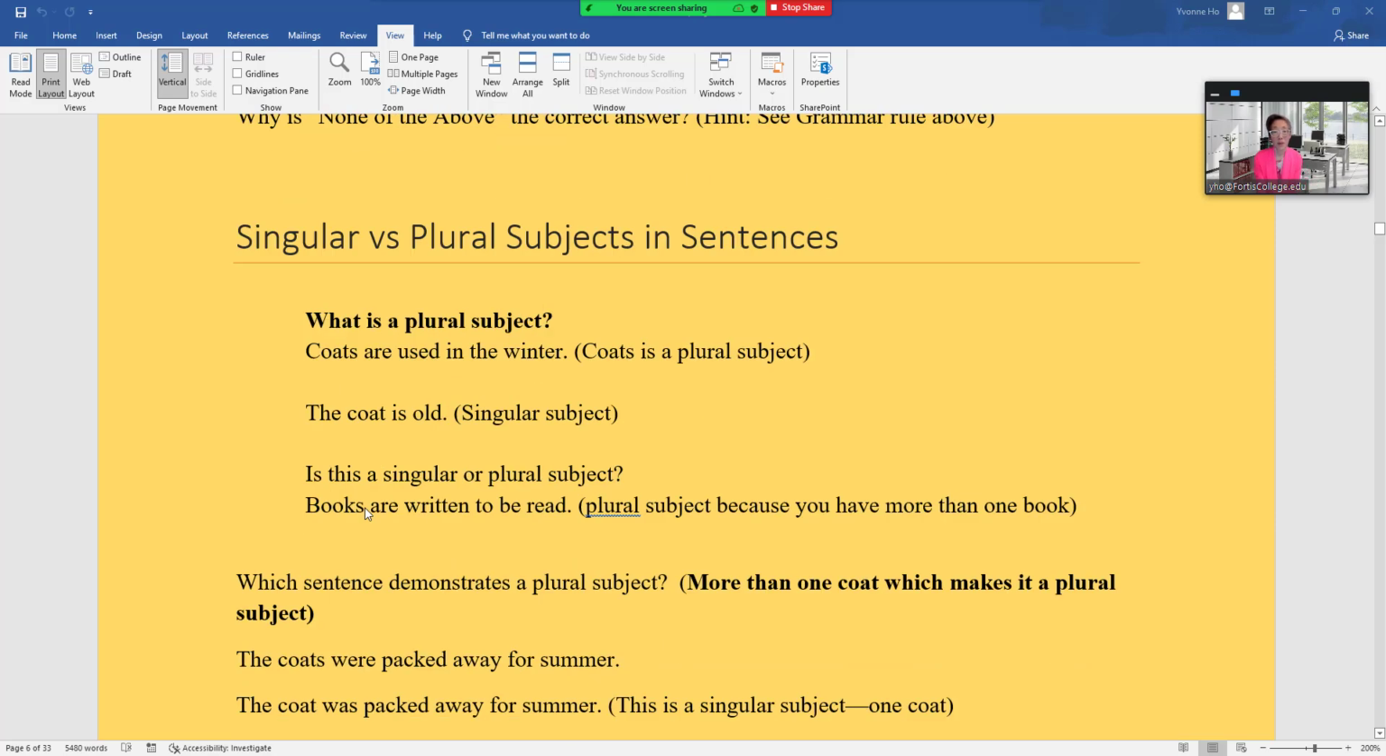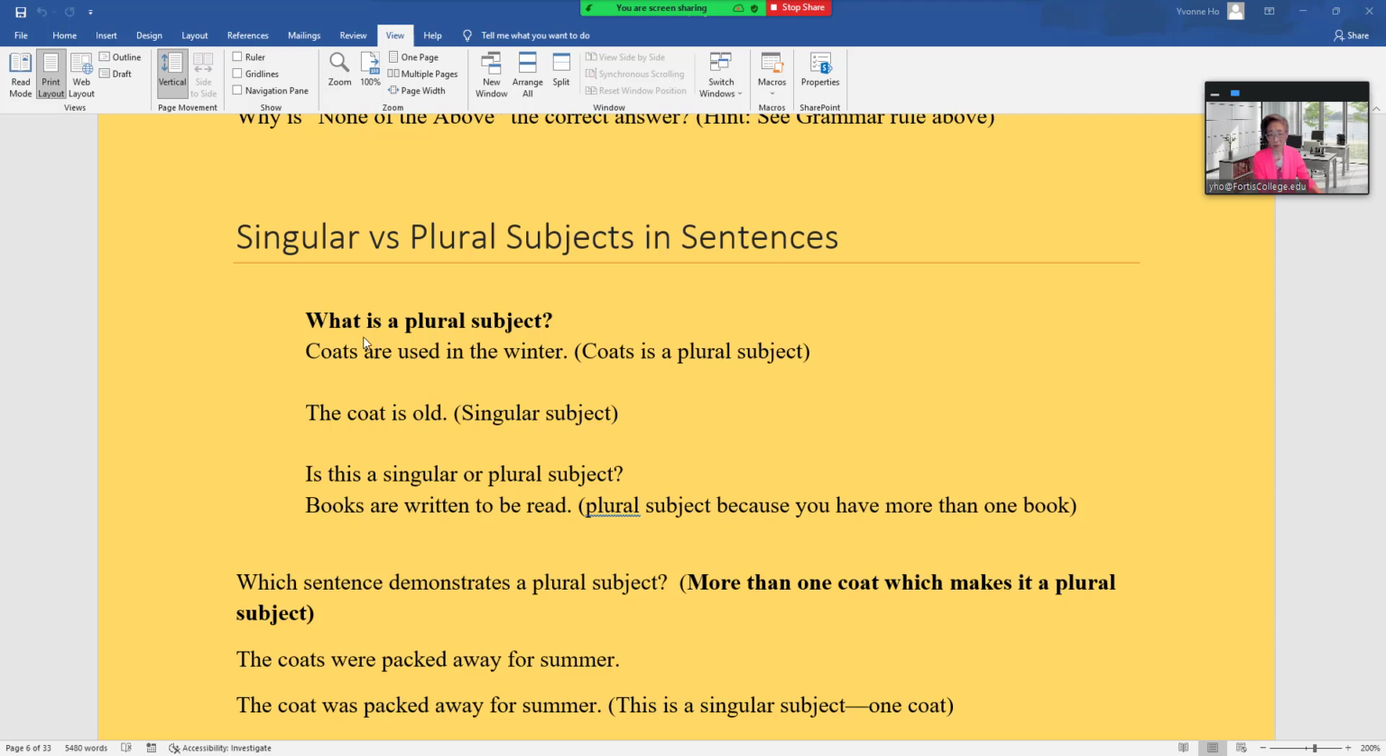Singular and plural subjects in sentences. What is a plural subject? Plural subject means more than one of something. And so coats is a plural subject. And then a singular subject means you just have one of something. The coat is old. And then plural subject, coats are used in the winter.